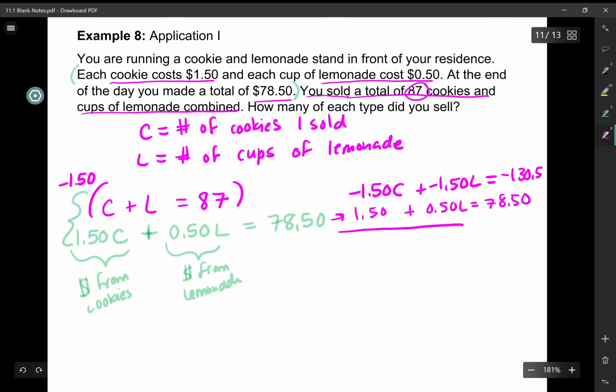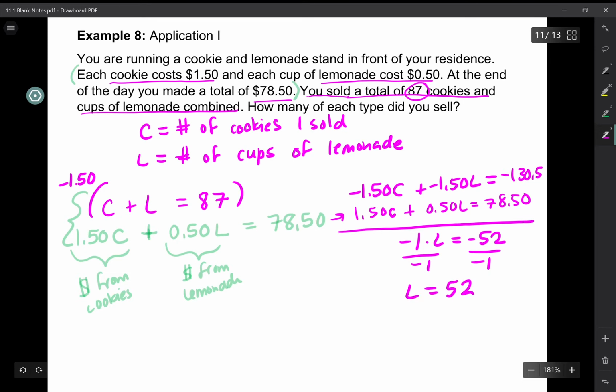Add these guys together. The C's drop out. There's a C there. The C variables drop out. And I get negative 1 times L equals negative 130.5 plus 78.50, which is negative 52. Divide each side by negative 1, and I get L equals 52.